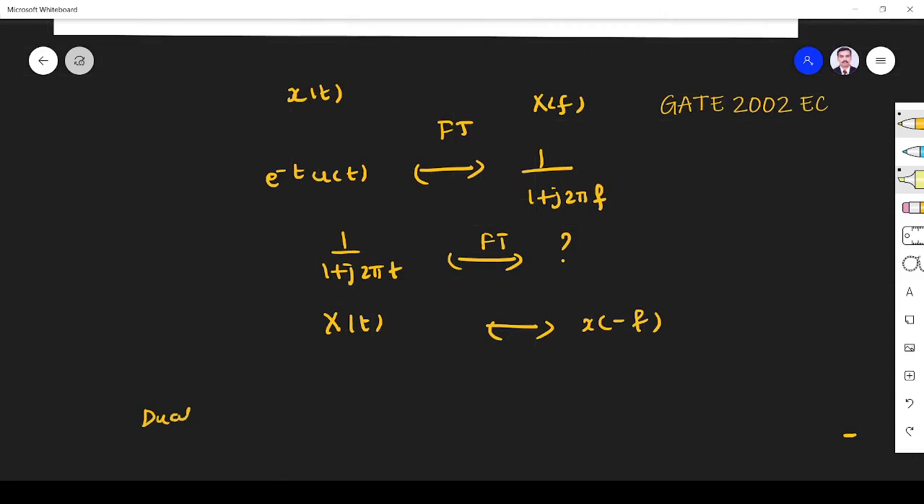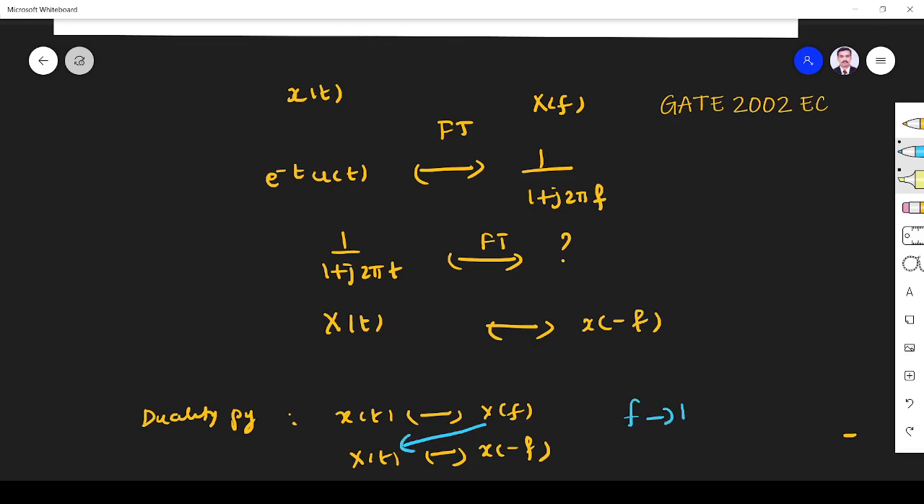So what is this property? If x of t has transform X of f, then capital X of t becomes x of minus f. That means if f becomes t, then t becomes minus f. Similarly, you see here f becomes t, then t becomes minus f. Wherever you have t, you put minus f.